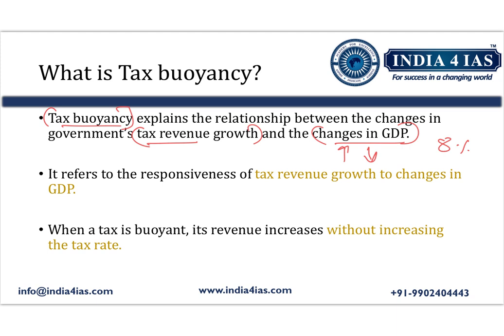So this relationship is explained by tax buoyancy. Tax buoyancy refers to the responsiveness of tax revenue growth to the changes in the GDP. For example, as we have earlier discussed, if GDP is increasing 8% per annum, what is the response of the tax revenue growth with respect to the changes in GDP? And when a tax is buoyant, it indicates that revenue is increasing without increasing the tax rate. So what is important here? Without increasing the tax rate. So this relationship between tax revenue and changes in the GDP is called tax buoyancy.